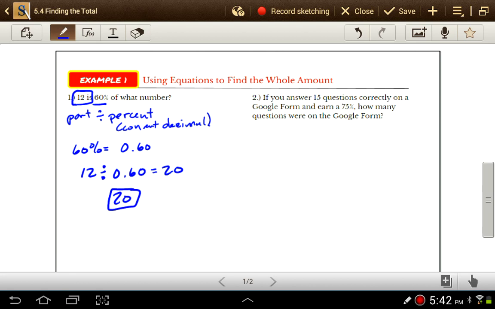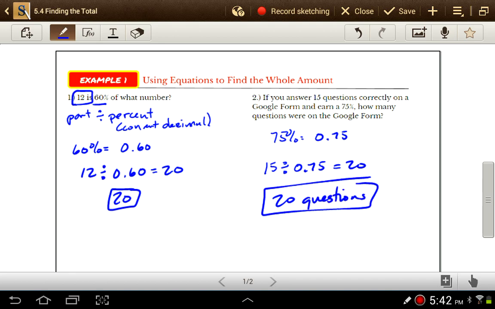So if you knew the part and you knew the percent, you could work backwards to find how much it originally was. Okay, in example 2, let's say you answered 15 correct, and we want to know how many total questions there were. So 15 correct is going to be our part. We're going to take 75% and convert that to a decimal, 0.75. Then we're going to take our part and divide it by our percent. So we take the 15 and divide it by 0.75, and 15 divided by 0.75 is 20. So how many questions were on the test? 20 questions were on the test. And that's how we're going to figure out our whole amount, using an equation.